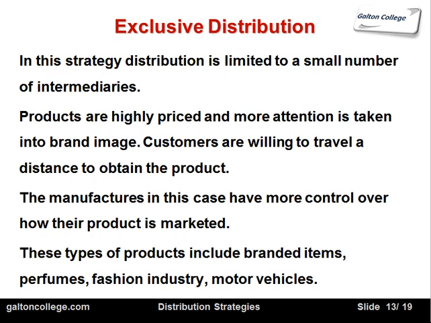Usually there are branded items, perhaps strongly branded items, perfumes, the fashion industry, motor vehicles and so on. So that's exclusive distribution. A much smaller number of outlets and a much tighter control on marketing and on the marketing policy pursued by the intermediaries on the part of the producer. The producer has much more say about how the product will be seen in the marketplace.